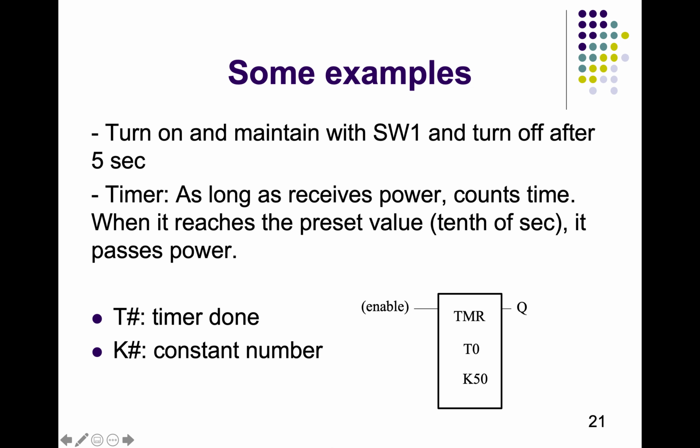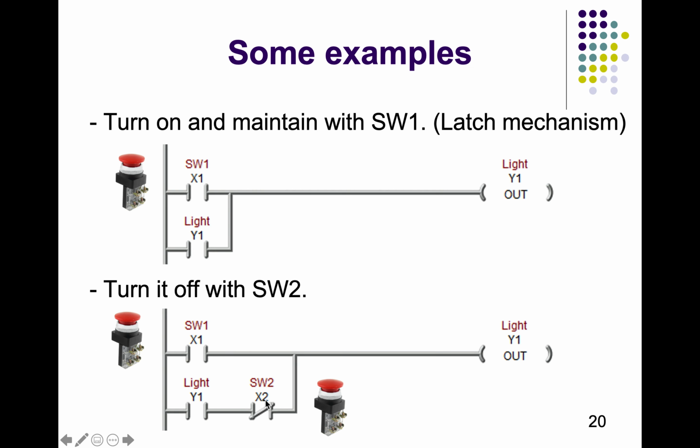Once you press the switch X2, then this condition will no longer be active. That means power won't go from Y1 to Y1. That means it gets unlatched. That way we can stop the power to the Y1.